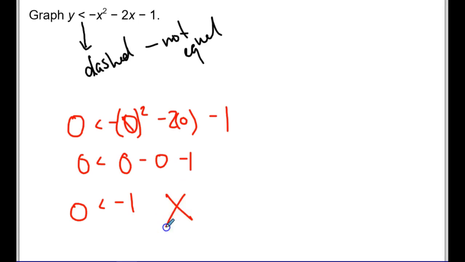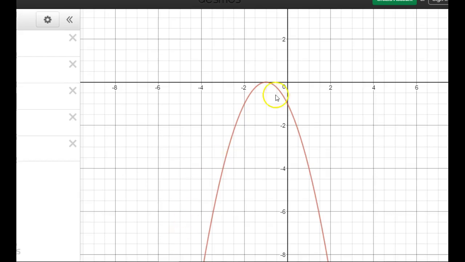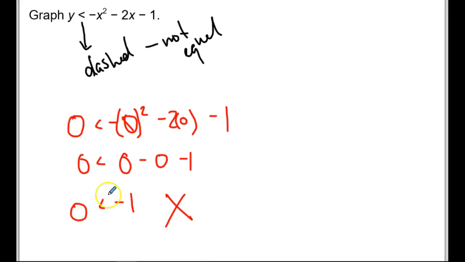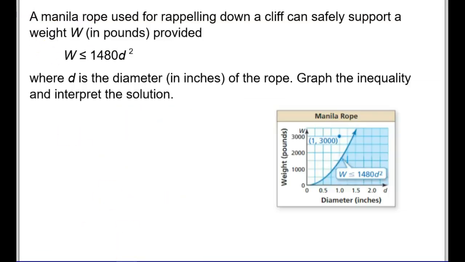This is not a true statement. So I know that I do not shade where (0, 0) was. In this parabola, my (0, 0) is outside, so I would be shading inside my parabola. And so if I go up here and fix my equation, there you go. This is exactly y is less than negative x squared minus 2x minus 1. And you'll see now that I have my dashed line, because it's not part of the solution, and I'm shaded inside my parabola. So that's what it would look like when I graph that.